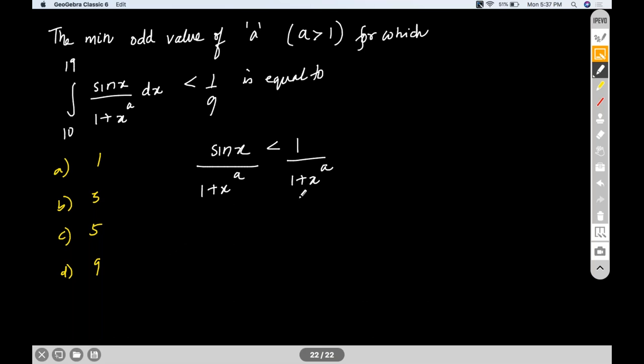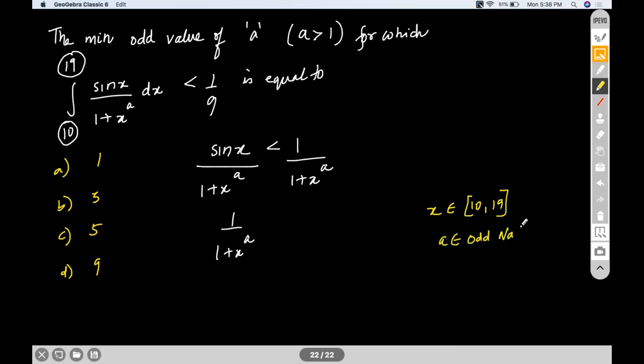Correct? Yes or no? And 1 by 1 plus x to the power a, as you can see, your x ranges from 10 to 19, right? So if x lies between 10 to 19, and you're talking about a being an odd natural number, can I say this will always be less than 1 by 1 plus 10 to the power a? Because the smaller the denominator, the bigger is the value of the quantity. And this will always be greater than 1 by 1 plus 19 to the power a.